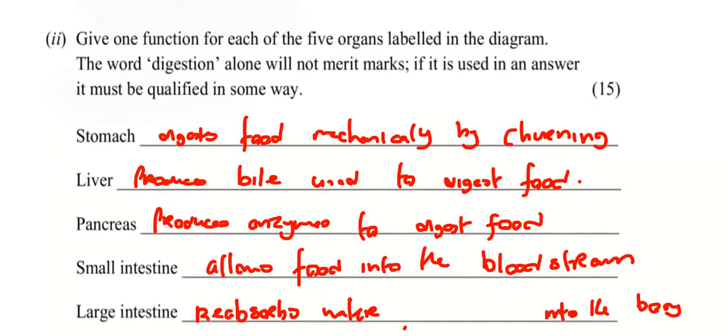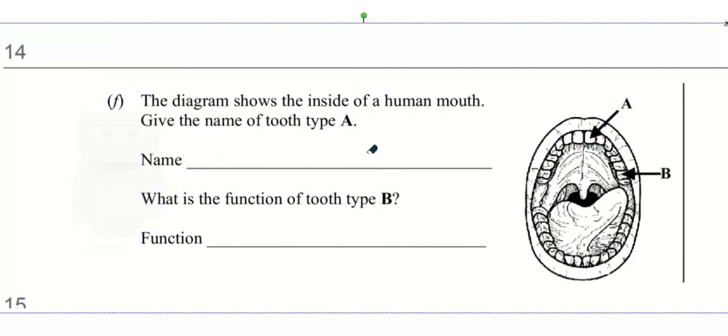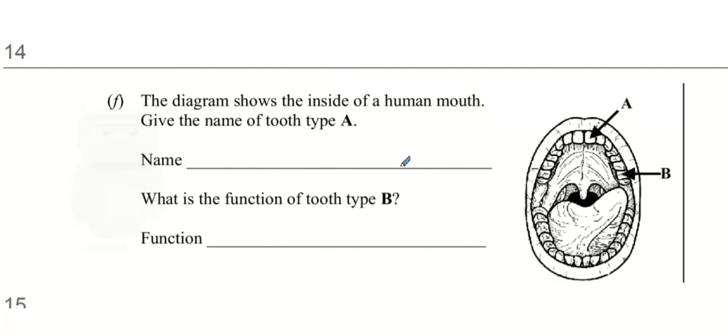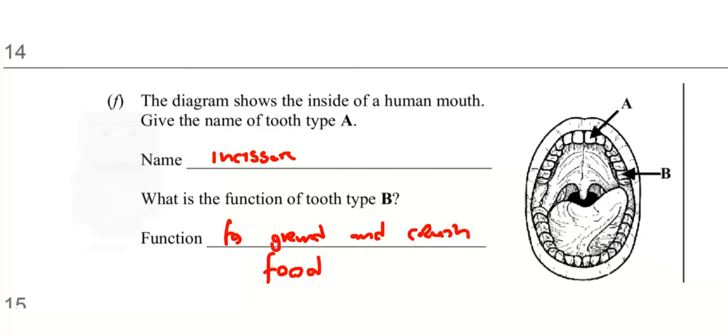What do we have next? Okay, what is the function of the Bugs Bunny teeth, which is the incisor, which is used to chop and slice food? What's the function of B? To grind and crush food. It's a molar at the end. Okay, that's question 14 done.